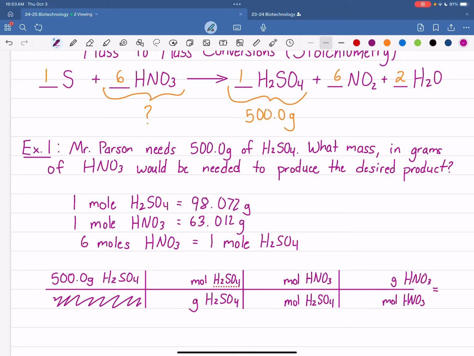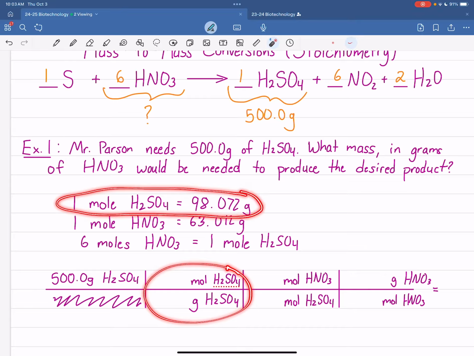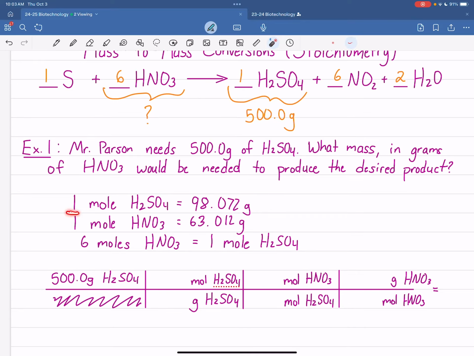Now I can actually start to fill in the values that go along with this t-table. Remember, molar mass, and that's going to match these values here. So for 1 mole of H2SO4, I'm going to have this many grams for my molar mass. So I'll place 1 next to mole, 98.072 grams H2SO4.